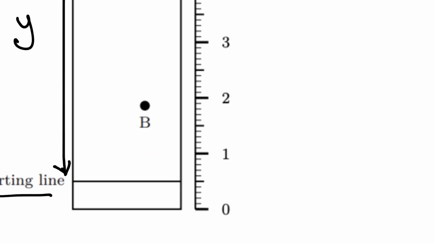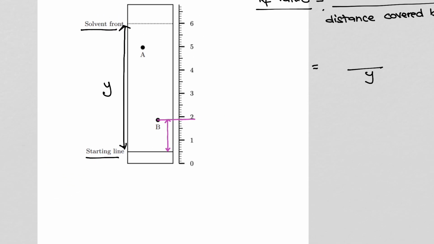Then the distance covered by the spot is the distance from the starting line to the center of the spot. If you look here, this is the spot. I'm going to find the center of the spot. It's here. I will draw a line here. So to measure the distance covered by the spot, it's from the starting line to here, to the center of the spot. Okay, so this is X.